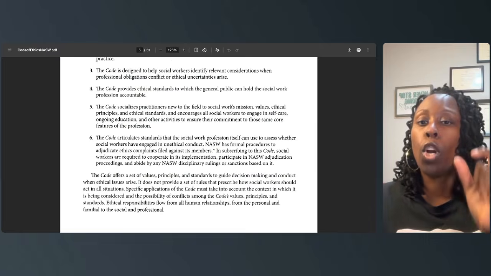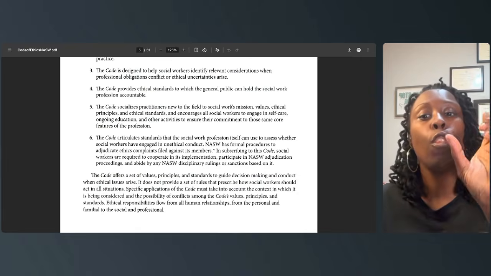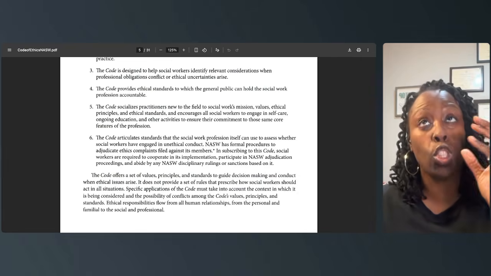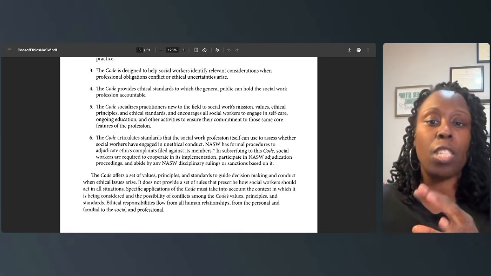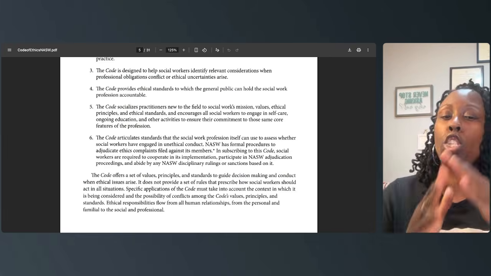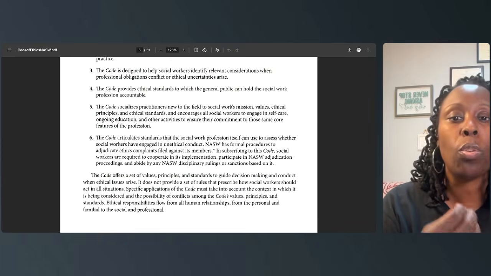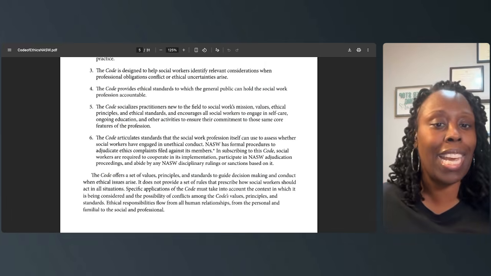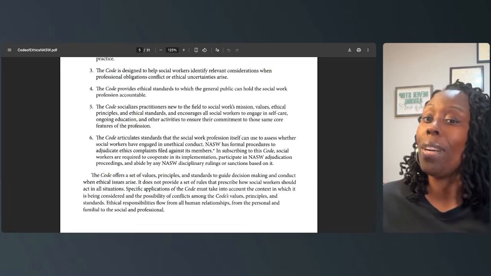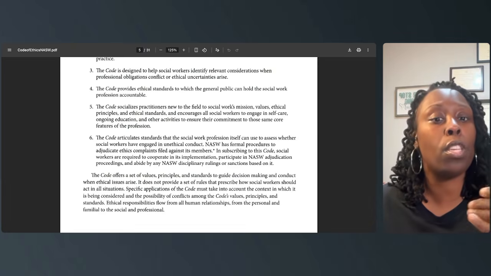Number 4, follow with me. The code provides ethical standards to which the general public can hold the social work profession accountable. Number 5, the code socializes practitioners new to the field to social work's mission, values, ethical principles, and ethical standards, and encourages all social workers to engage in self-care, ongoing education, and other activities to ensure their commitment to those same core features of the profession.